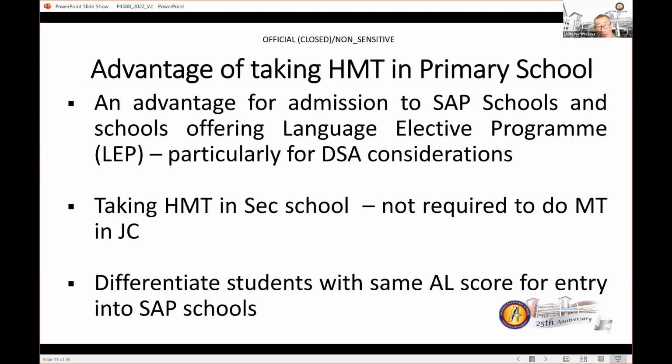Okay, not taking higher mother tongue, freeing up time to work on the weaker subject, need not necessarily translate to a better outcome for our children. So again, we want to share this with the parents to consider carefully. If your children are good in the mother tongue, really take the higher mother tongue. Okay, we see only advantages for our children, and we will elaborate more later on.